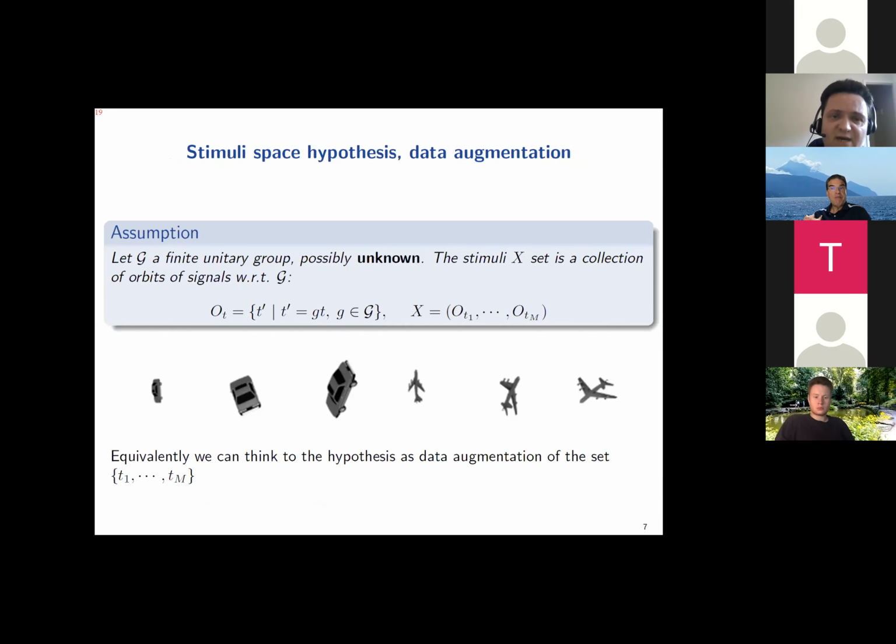Okay, so let's go to the main hypothesis here, which is about the stimulus space, which you can think of as a data augmentation of stimuli. So in particular, what I consider is a finite unitary group, possibly unknown. Okay, so you may say, finite unitary, these are very strong constraints, of course. You can relax these constraints, but I just wanted to stick with these simple things just to give you the gist of the demonstrations and of the idea. Okay, so basically we're considering data augmentation with respect to an unknown finite unitary group.